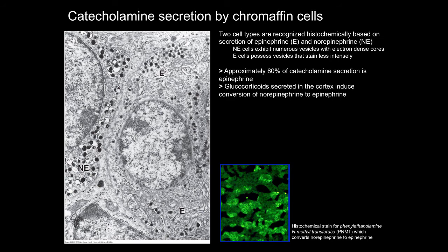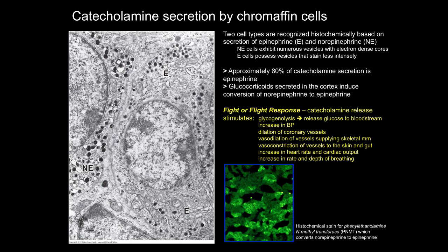Catecholamines are secreted by these chromaffin cells, and there are two types of chromaffin cells that are recognized histochemically based on the secretion of either epinephrine or norepinephrine. In the electron microscopic view, norepinephrine cells exhibit numerous vesicles with very electron dense cores. The epinephrine cells have cores that are less electron dense, and I think in these micrographs you can see that. Approximately 80% of the catecholamine secretion is epinephrine. Glucocorticoids secreted in the cortex induce conversion of norepinephrine to epinephrine. The image on the bottom is a histochemical stain for the enzyme phenylethanolamine N-methyltransferase, so-called PNMT, which is responsible for the conversion of norepinephrine to epinephrine.